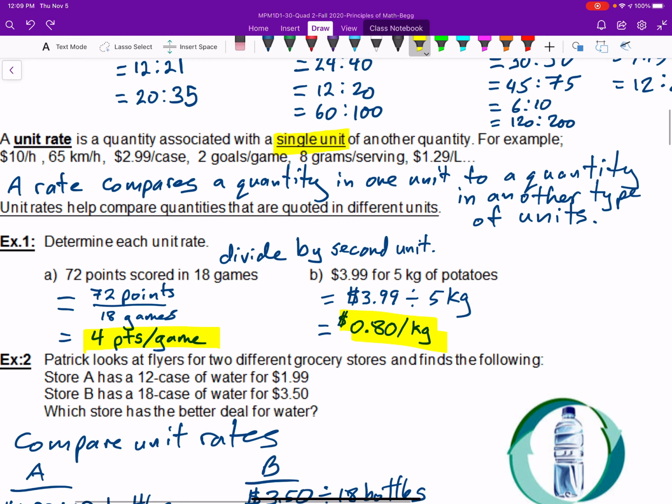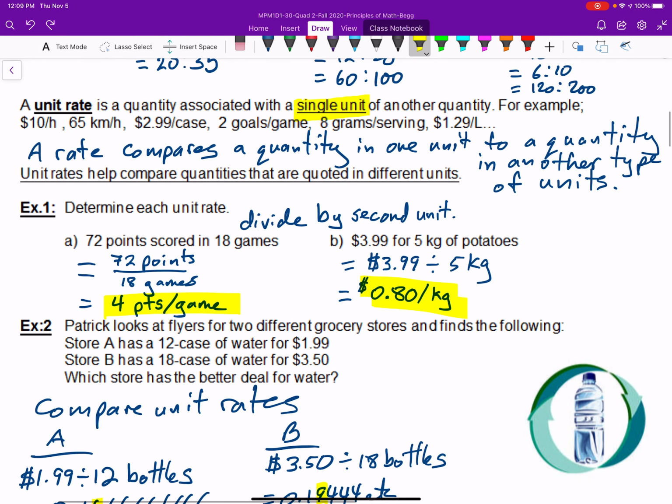A unit rate is a quantity associated with a single unit of another quantity. So now we're not talking about things that have the same units. So for example, dollars per hour. Those are two different units. Kilometers per hour, dollars per case, goals per game, grams per serving, dollars per liter. Every one of these, we're comparing two different units.